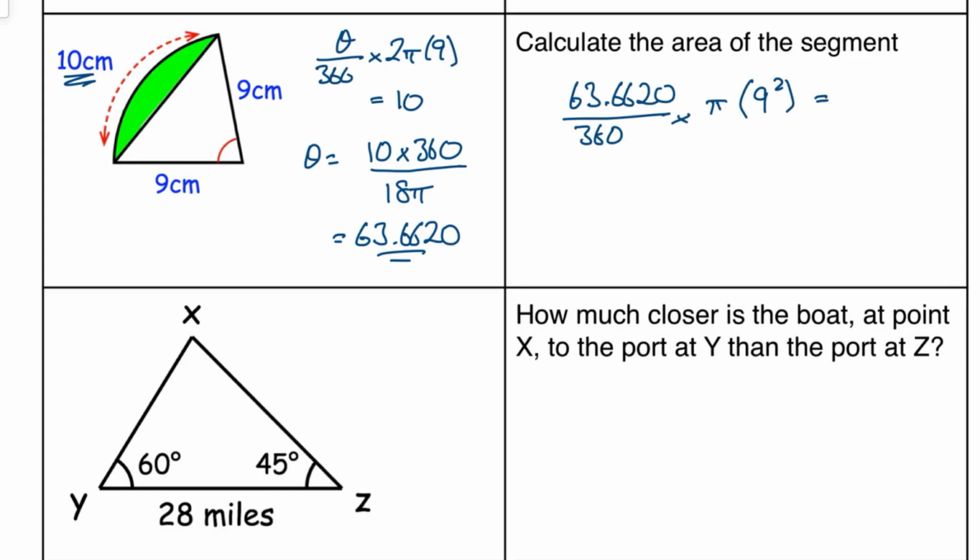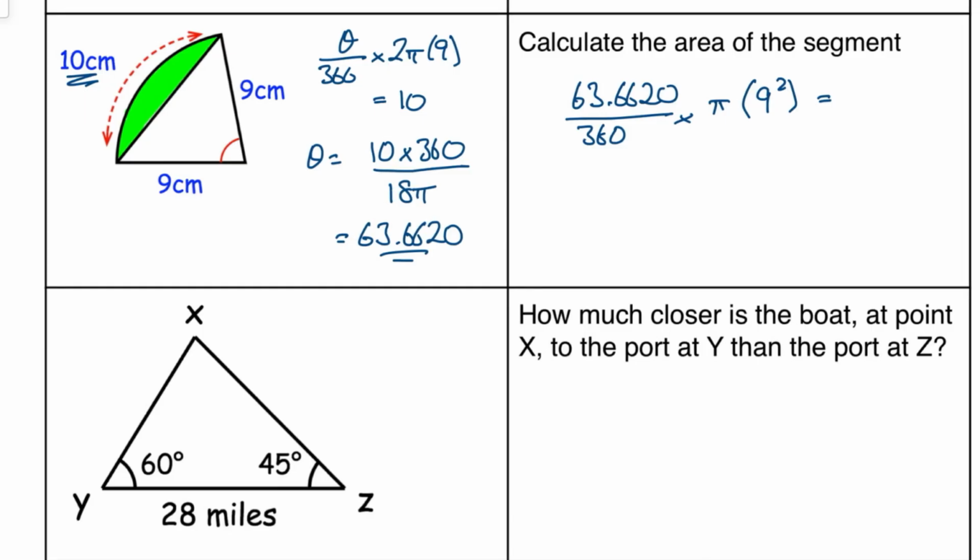Now, to be clear, I'm actually working out the sector, not the segment. So let's do the sector first. Divide that by 360, times it by 81 pi, and that gives me a very nice number of 45. Okay.